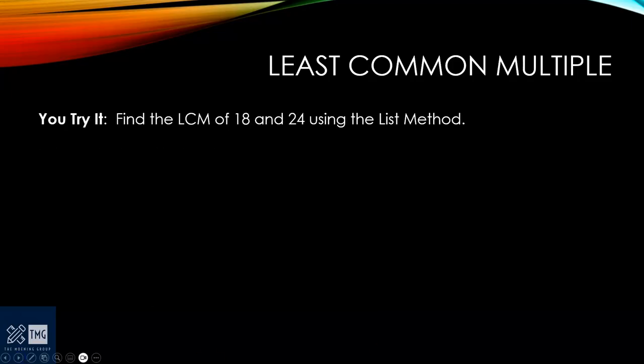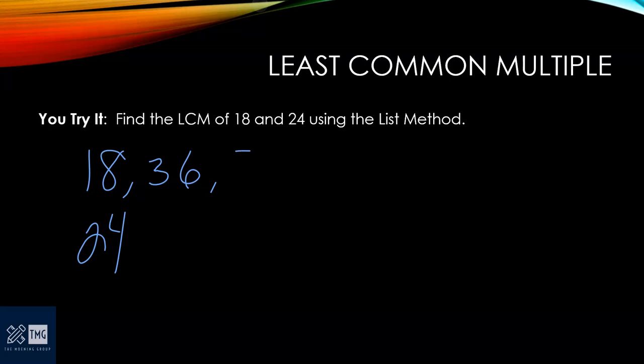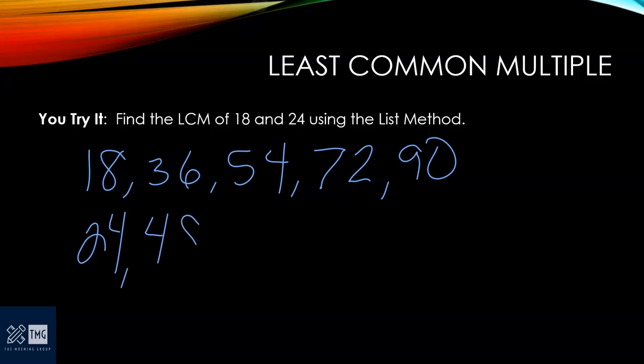Okay, let's go to the next one. 18 and 24, finding the least common multiple using the list method. Try this one on your own and then come back and see how we did. Okay, so 18 and 24. I'm going to start and say, okay, 18 times 1, 18 times 2, 18 times 3, 18 times 4, 18 times 5. Okay, let's go 24 times 1, times 2, times 3.